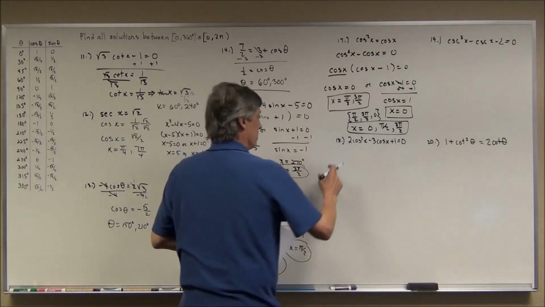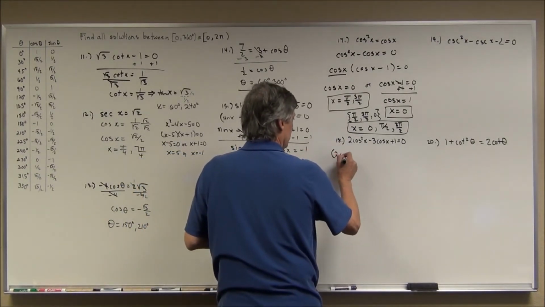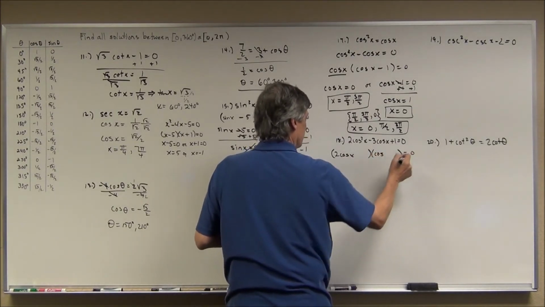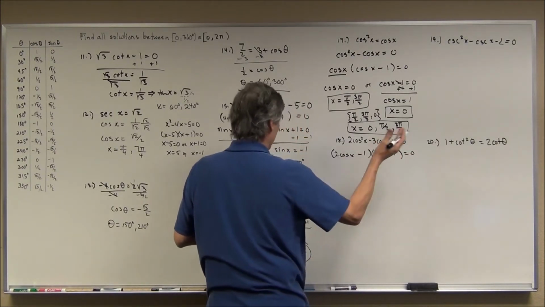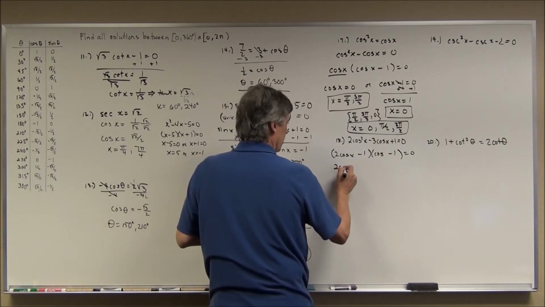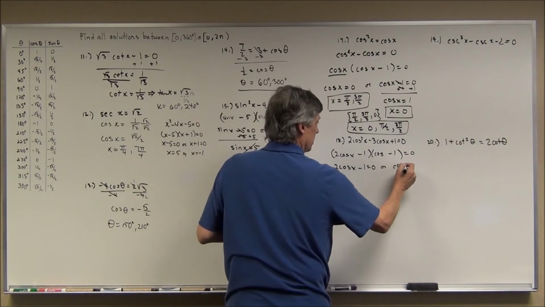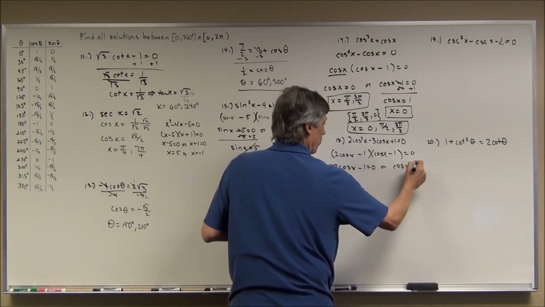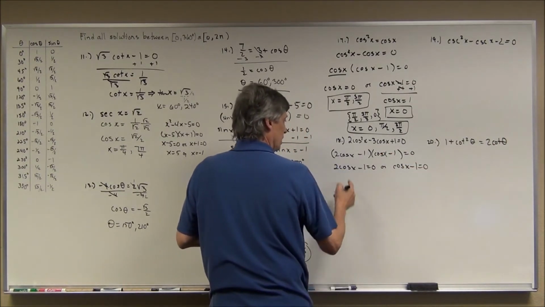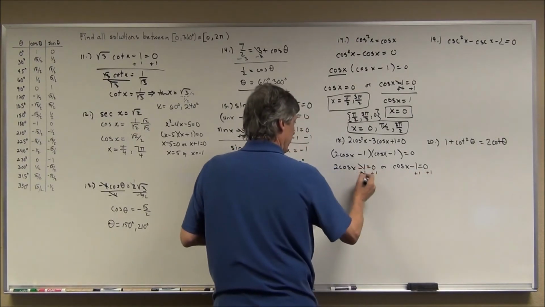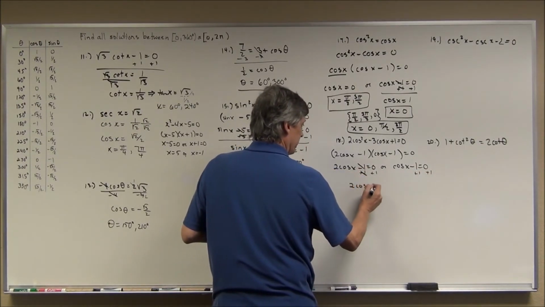Another factoring problem. This one is all set up. Looks like a 2 cosine x and a cosine x equals 0. It's going to be a minus 1 and a minus 1 for both of them. So I said 2 cosine x minus 1 equal to 0, or cosine of x minus 1 is equal to 0. So I'm going to add 1 on both. And I get 2 cosine x is equal to 1.